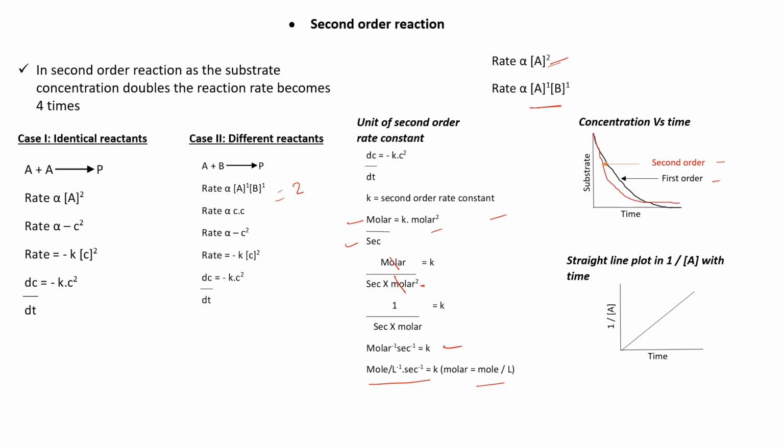So to get a straight line plot, we have to plot between time and 1 upon concentration of A. For these things, no need to go deep into why this is coming and how this is coming. Just remember what the conditions are when you can get a straight line plot between time and concentration of the reactant.